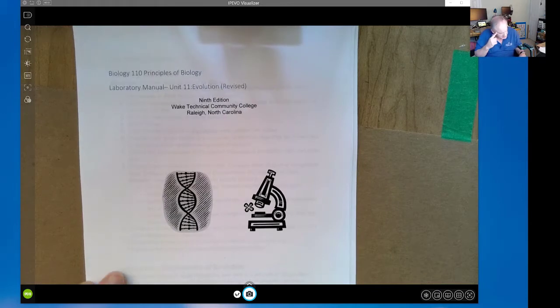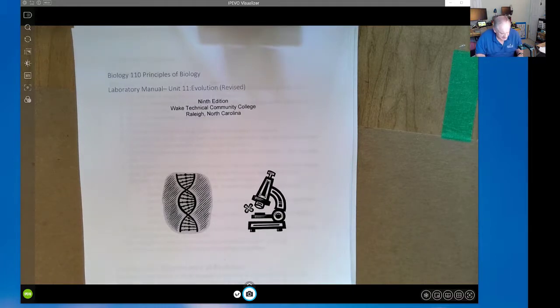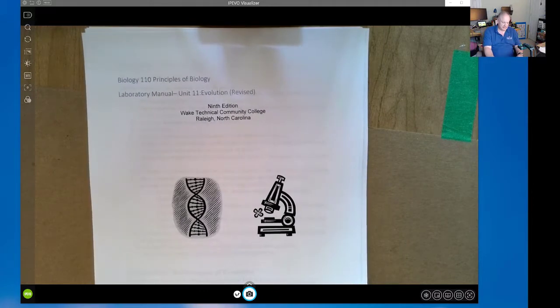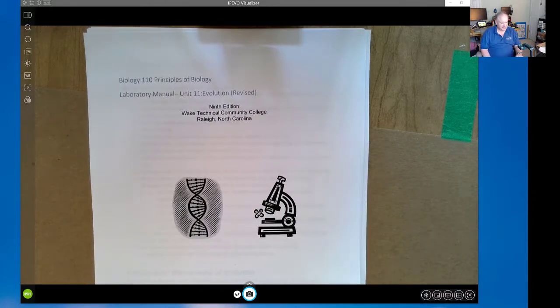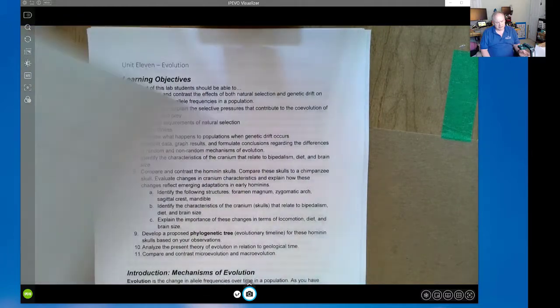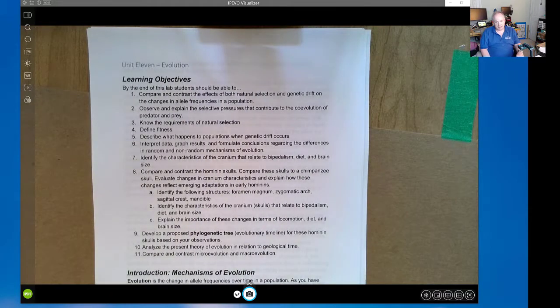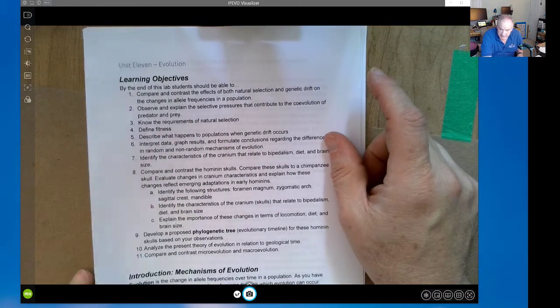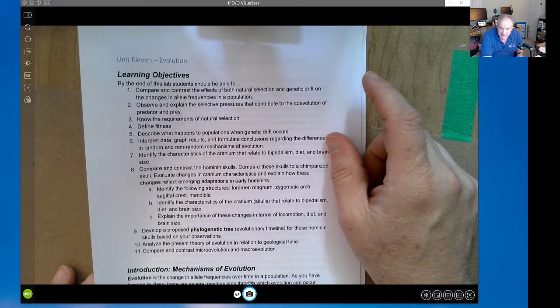All right. Let's briefly go through the laboratory manual on Unit 11. I had to heavily revise it to make it appropriate for some sort of online use. It's really hard to do a lab online, but I keep a positive attitude. We'll get through it.